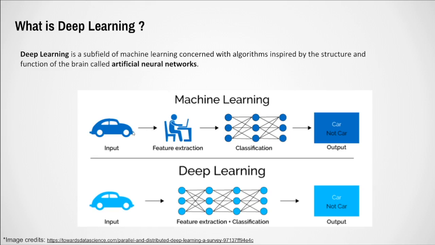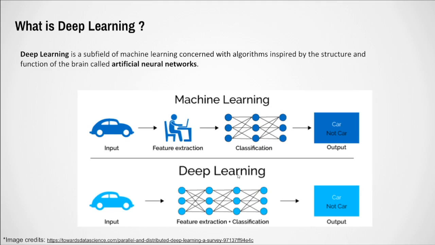In machine learning, when you have input, you always have a human element who extracts the features. So we always get a training data set for our machine learning problem. Who prepares the data set? A human, or maybe we are collecting surveys for that data. Once those features are extracted, we will be giving those features to a model, and then we will get the output as a car or not car. So this is what happens in machine learning.